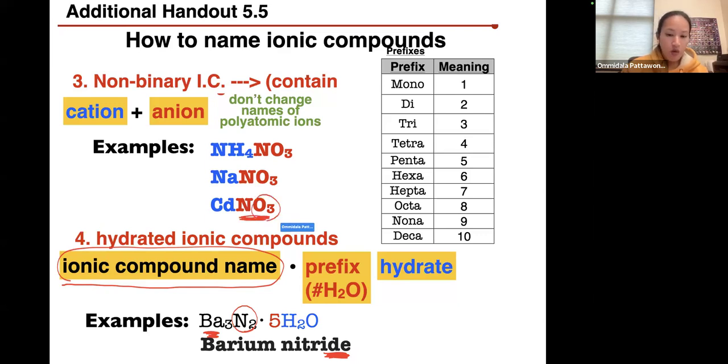Now, what about this 5 water? You are going to specify the number of water by using a prefix. The prefix for 5 is penta. And then water is hydrate, so it's going to end with hydrate. Therefore the name of this would be barium nitride pentahydrate.